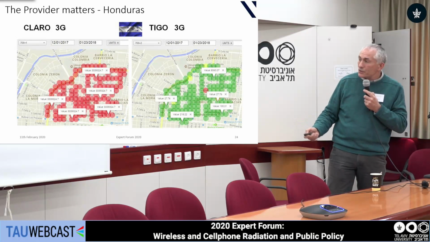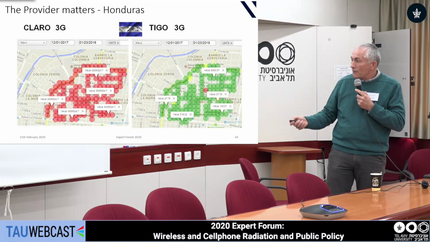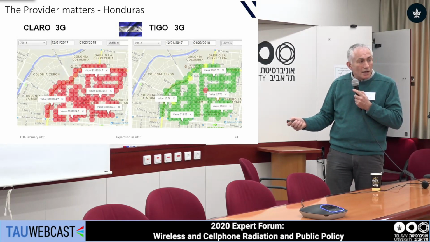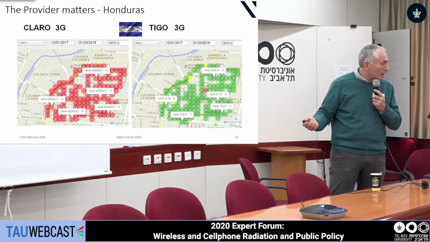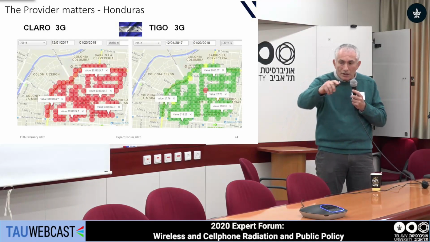With two cell phone providers, you can see one is working on UMTS, this is also working on UMTS, but very different exposure levels for the same basic phone. By the way, the model is also important, but we're not going to get into that.